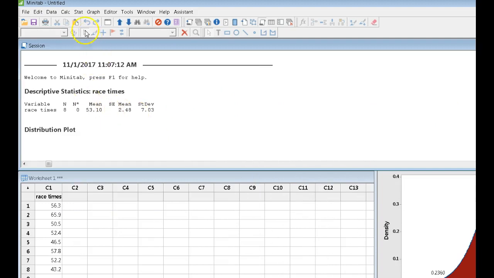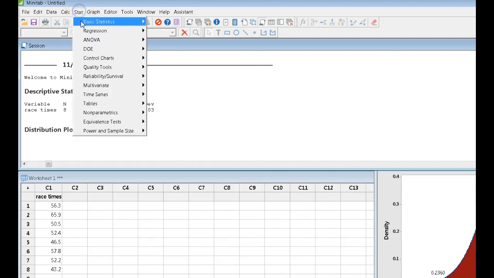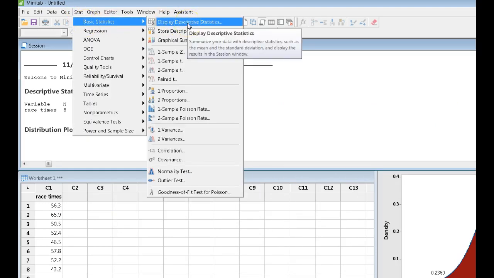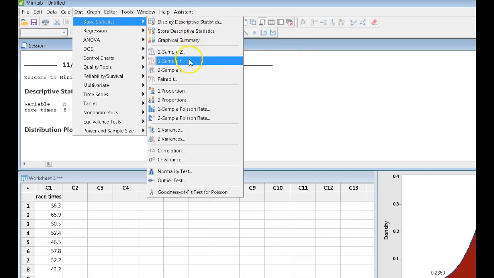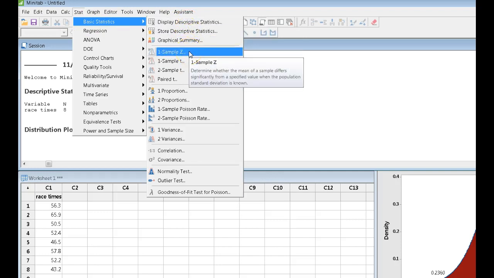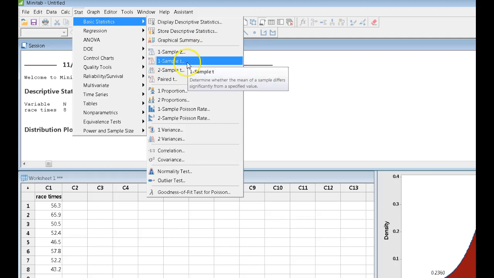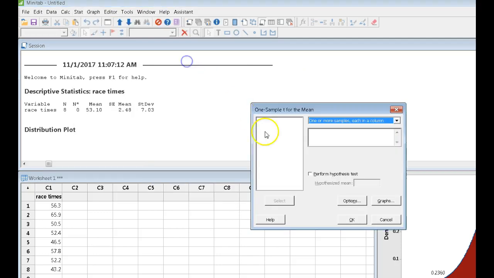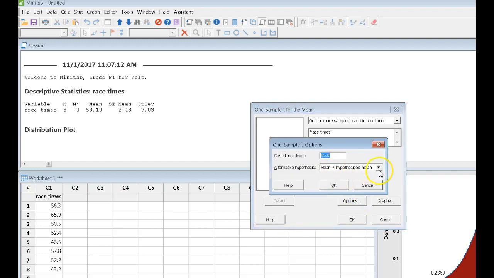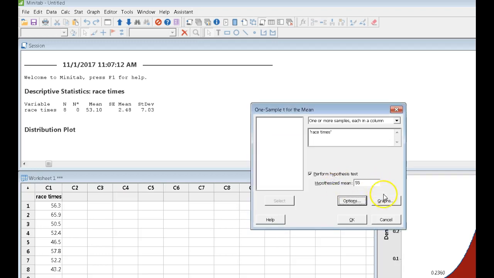All right, now running the test in Minitab, because that's ultimately what this is all about. Basic statistics. In the last set of notes, or last assignment, we talked about one sample Z. Now we're looking at one sample T. We give it the raw data, perform the test of hypothesis, compare the population mean to 55 versus, I want to know, is it less than 55?